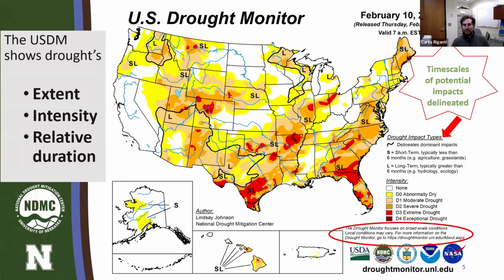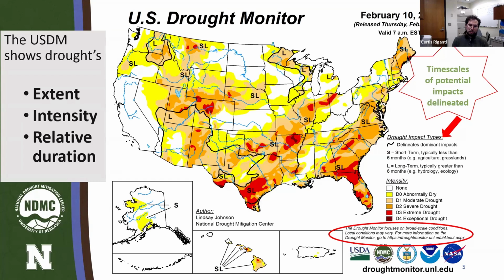But suffice it to say here, the warmer colors, the more red colors you see on the map here, mean that dryness that is occurring in these locations is more unusual for that particular location, statistically speaking. I'd also like to draw your attention to the letters L, SL, or S that you see at various points on the map here.